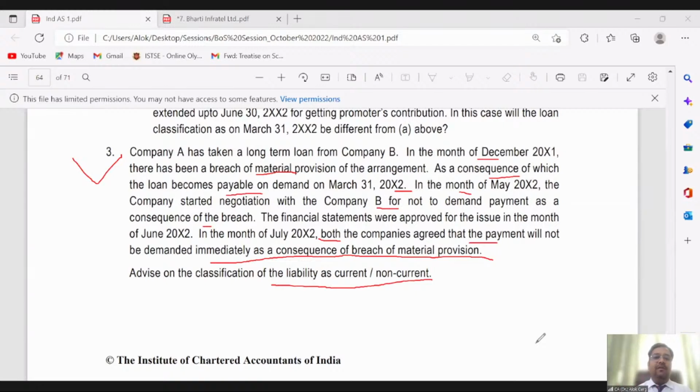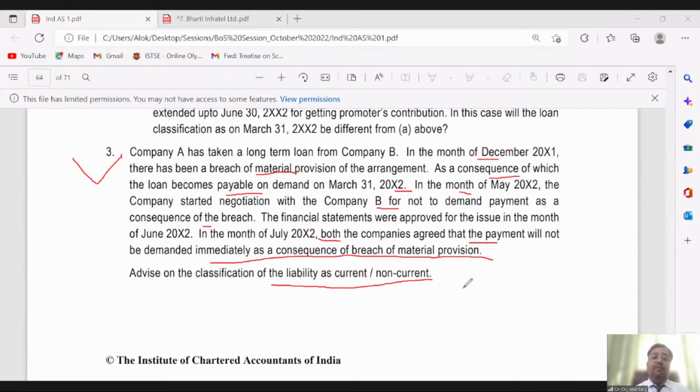If you see the series of events, there was a breach in the month of December. The loan became repayable on demand on 31st March 2002, which is the balance sheet date. It was current on the balance sheet date. In the month of May, the company started negotiation with the lender. The negotiation has not been concluded.